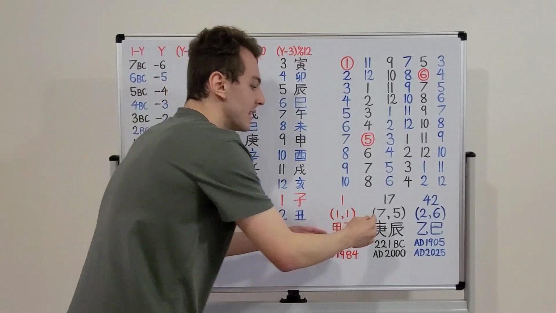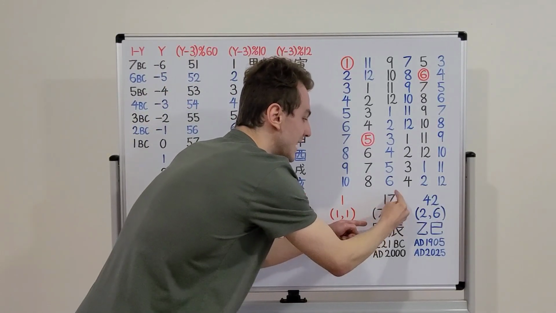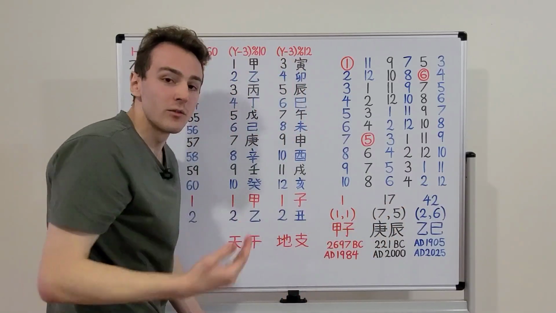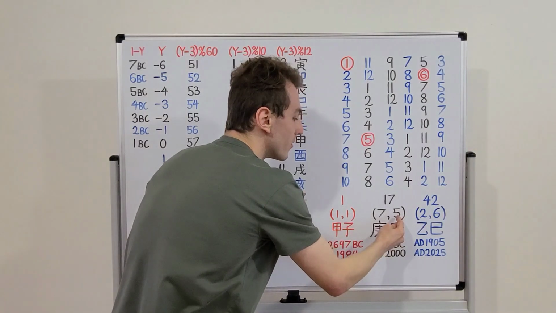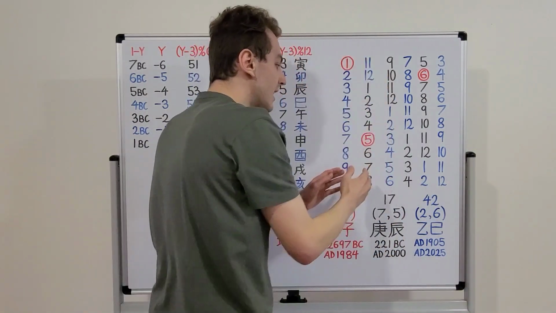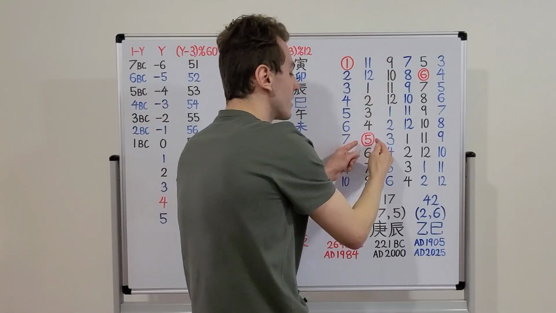Well, if we perform the mod 10 operation, we have 7. We can see that from the ones digit. And if we perform the mod 12 operation, we can see that this is 5 more than 12. So that is the remainder. That's why we have 7, 5. And in this diagram, we can see that year appearing over here. So this is the 17th year.